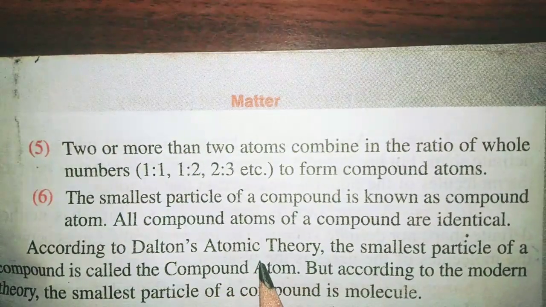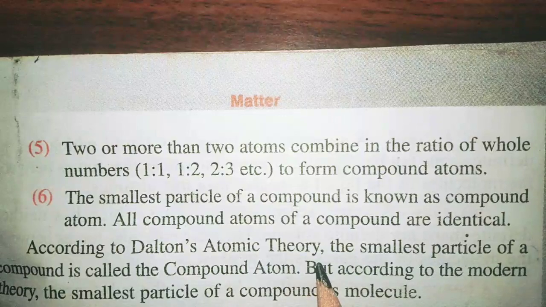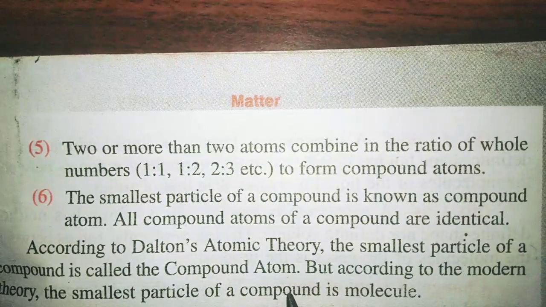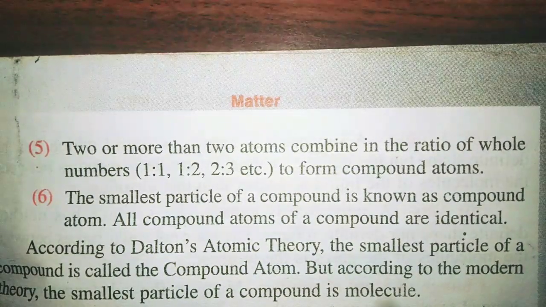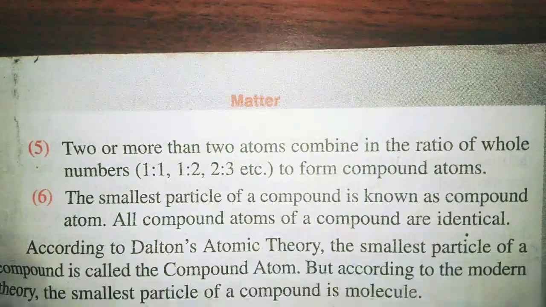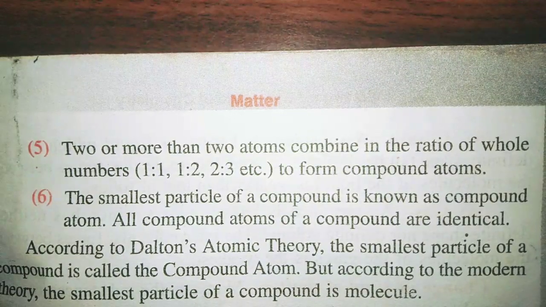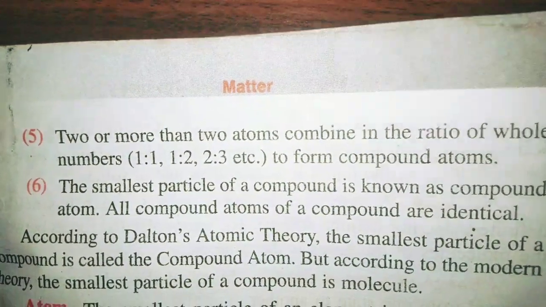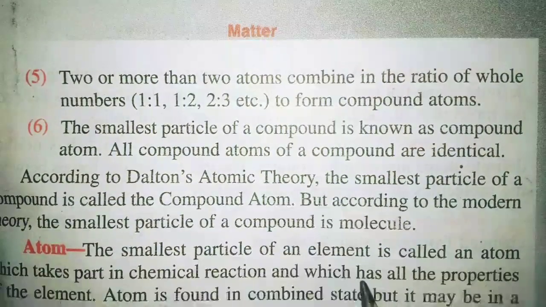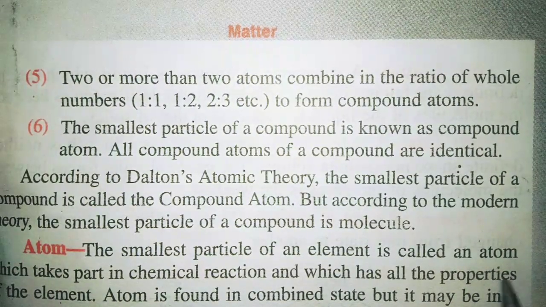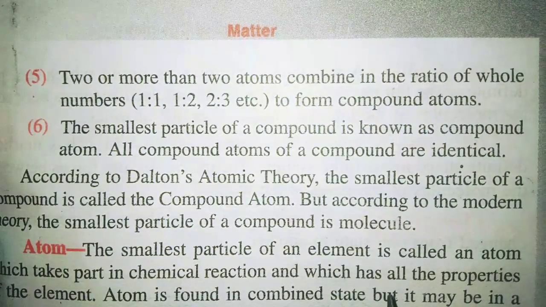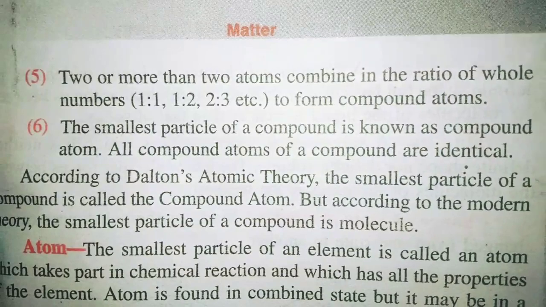According to Dalton's atomic theory, the smallest particle of a compound is called the compound atom. But according to the modern theory, the smallest particle of a compound is the molecule. Now we will be dealing with the atom, that is the smallest particle of an element, which takes part in chemical reactions and which has all the properties of the element.